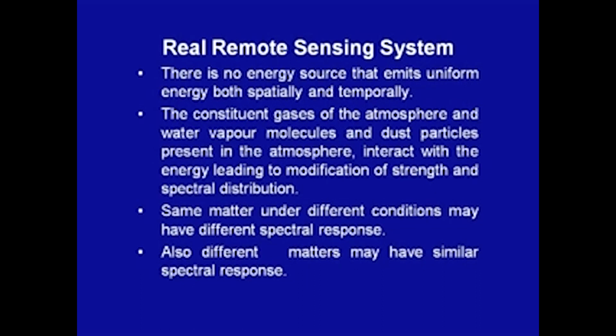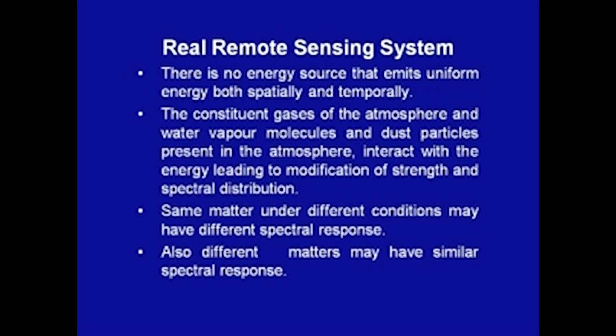However, in reality, the picture is much different than what the ideal system portrays. So, let us look at the remote sensing system as it actually exists. First of all, there is no energy source that emits uniform energy both spatially and temporally. Since the sun is the source of electromagnetic energy, we all know that there are variations in the sun activity which takes place, and this leads to a variation in the transmitted energy which is coming from the sun's surface.